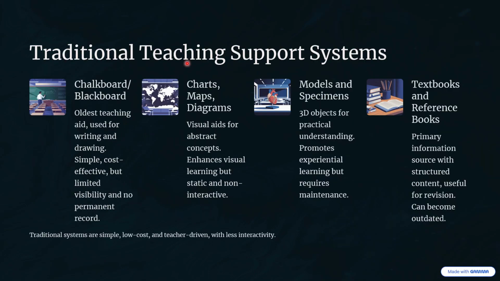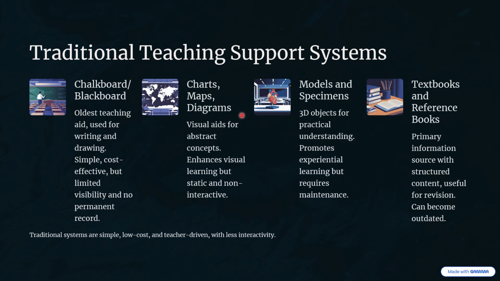Let's first look at the traditional teaching support system. The first one is chalkboard or blackboard. It is one of the oldest teaching aid. Teachers use it for writing, drawing and explaining concepts. It is simple and inexpensive, but it has limited visibility and does not provide a permanent record.